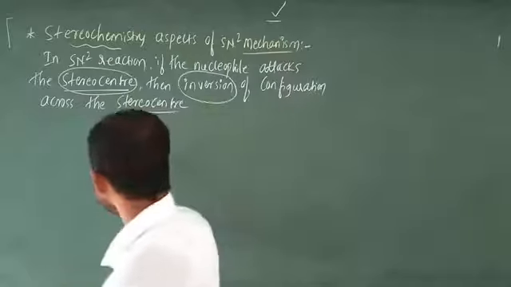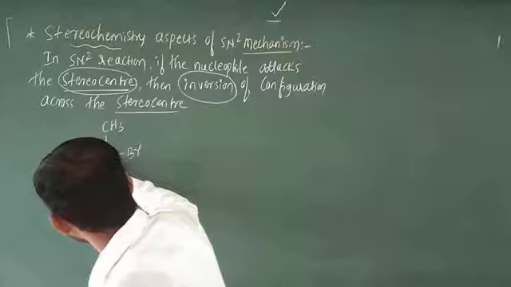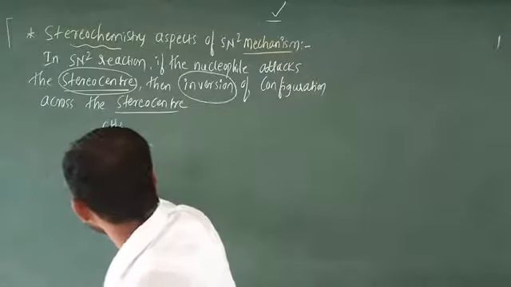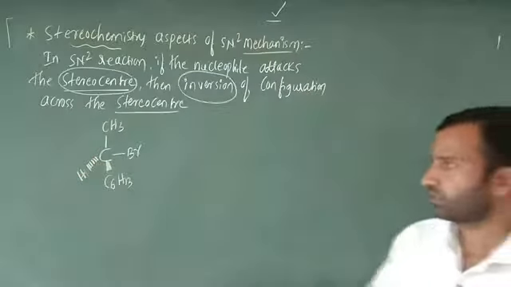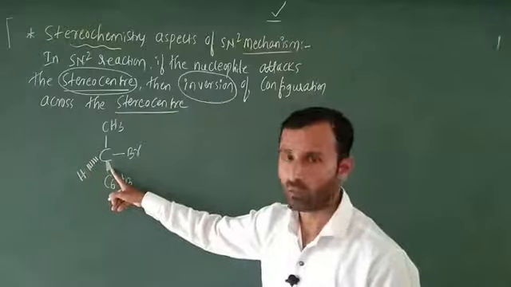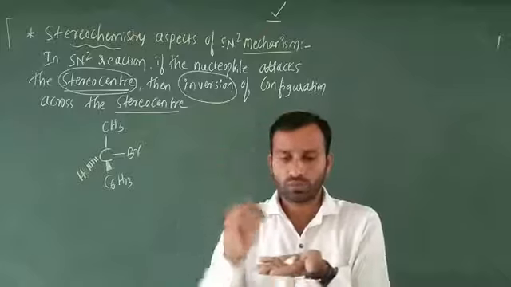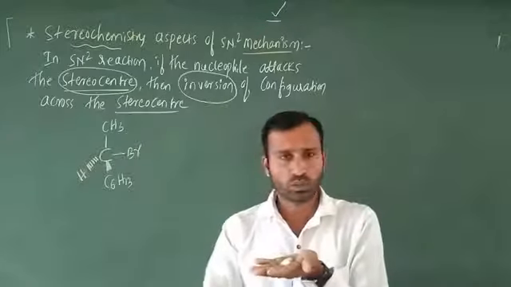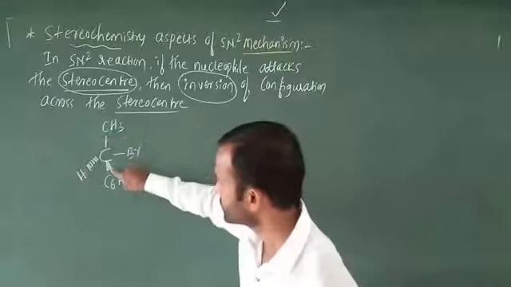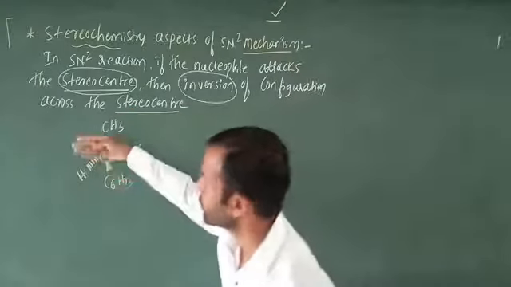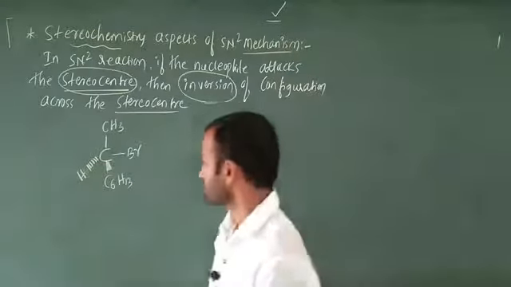Next, I am going to write this below the plane. Better I use a different color. I think it is visible in the video, I do not know. This indicates below the plane, and this one indicates above the plane. If you consider a paper, this is above the plane, and below the paper is below the plane. The next two are on the plane. This is above the plane, this is below the plane, meaning the backside of this blackboard. Next, what is the name of this compound?